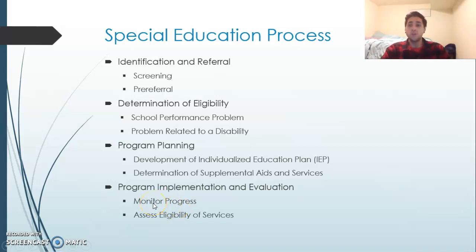And so this is usually in the form of frequent progress monitoring, and depending on what that goal is, that can occur in many different ways. It can be observations, it can be through using other types of assessments that might be standardized assessments, or maybe informal types of assessments. And then, most importantly, they're also going to be assessing their eligibility of services.